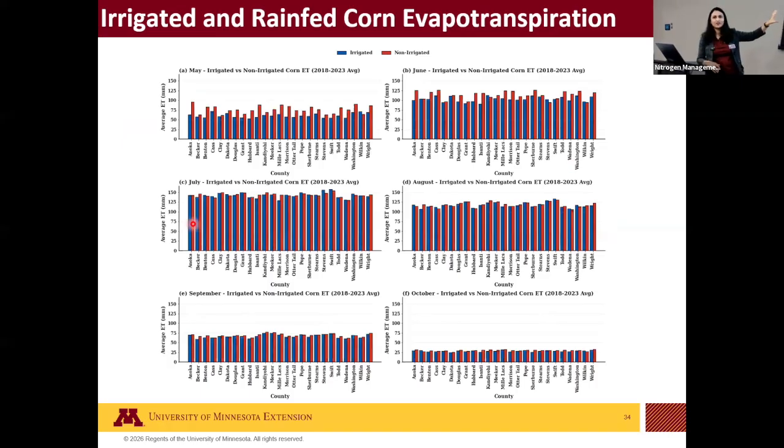These are so many graphs because this is on monthly scale. So May, June, July, August, September, and October. And we divided irrigated acres from rain-fed acres. Very interesting to see that I was expecting rain-fed acres having lower evapotranspiration than irrigated, but we found the opposite. In the central sands region, rain-fed acres have more evapotranspiration than irrigated.